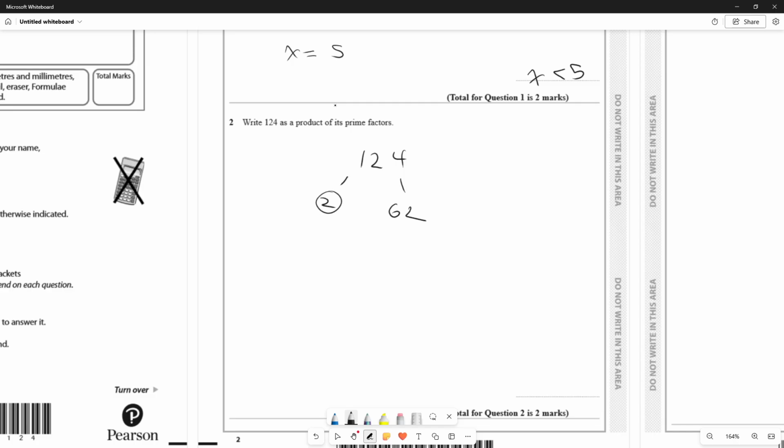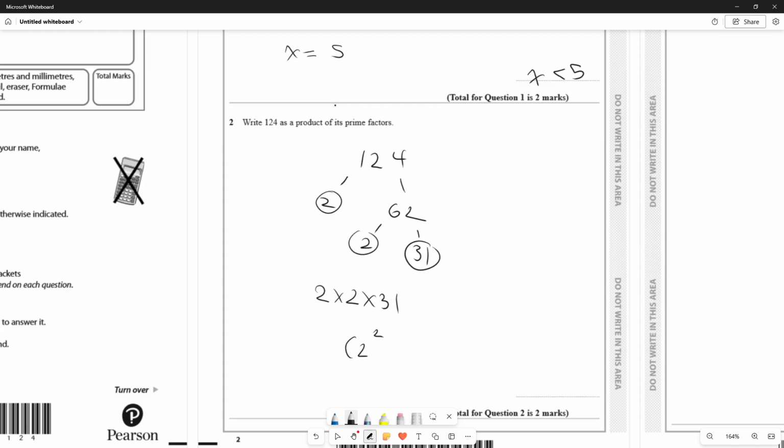Now I have 62. Once again, I can see a 2, and I see a 31. 31 is a prime number, so we can circle it. Now we have our prime factors, so we can write out our answer. It's just 2 times 2 times 31, and if you multiply these, you'll get 124.